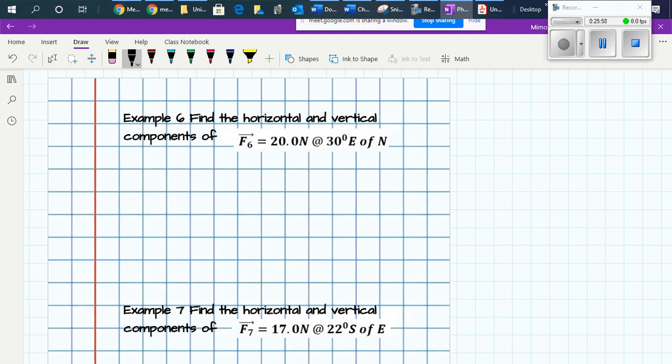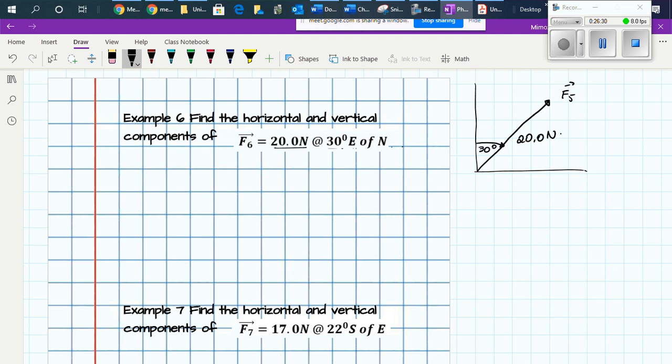Find the horizontal component and the vertical component of vector F6 that has a magnitude of 20 and it is 30 degrees north of east. Again, between north and east. But now you are starting from north. You are going 30 degrees from north. So this is 30. And the magnitude of it is 20 newtons.